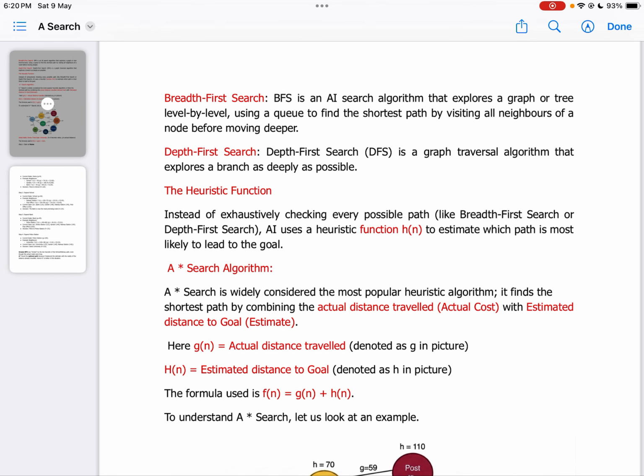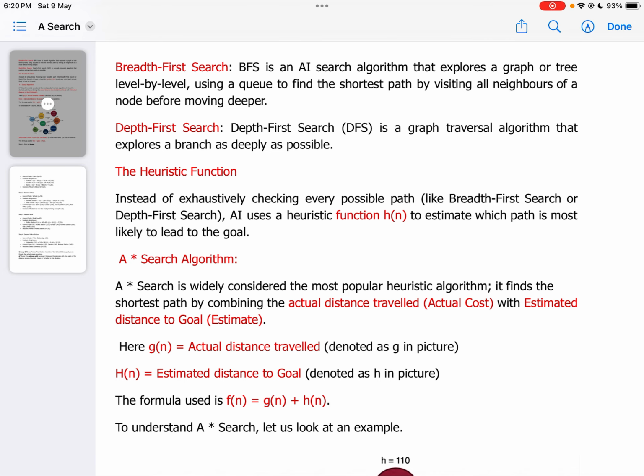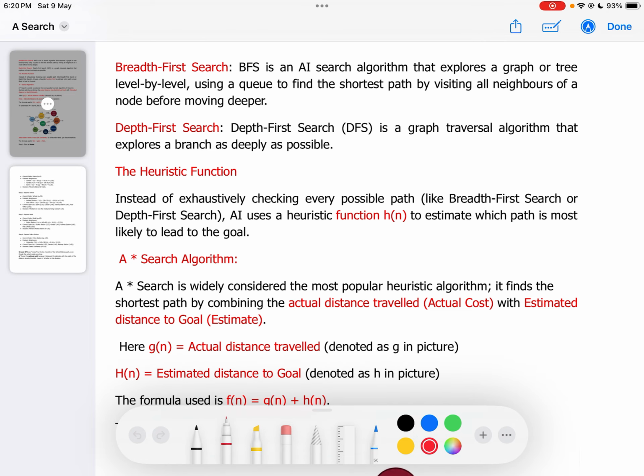Hello everyone. Today we are going to talk about the A star search algorithm. Before that, quickly I'll recap on breadth first search, which is a BFS AI search algorithm that visits neighbors first and then moves deeper. Depth first search traverses a branch as deeply as possible first. So these are two basic searches.